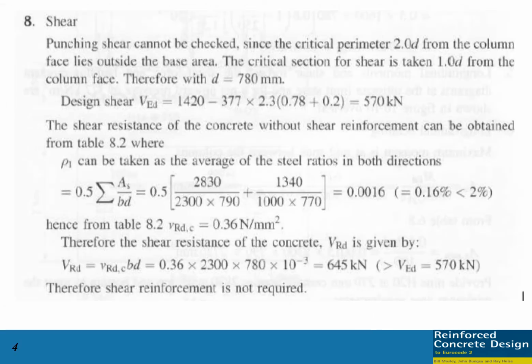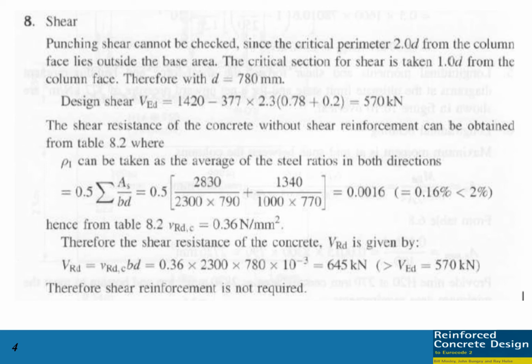Okay, so the next step is to check for the punching shear. So the punching shear cannot be checked because why? The critical perimeter of 2D from the face of column lies outside of the base area. Here, because the distance from the column to the edges is less than 2D, the critical section for the shear can be taken as 1D from the face of column.